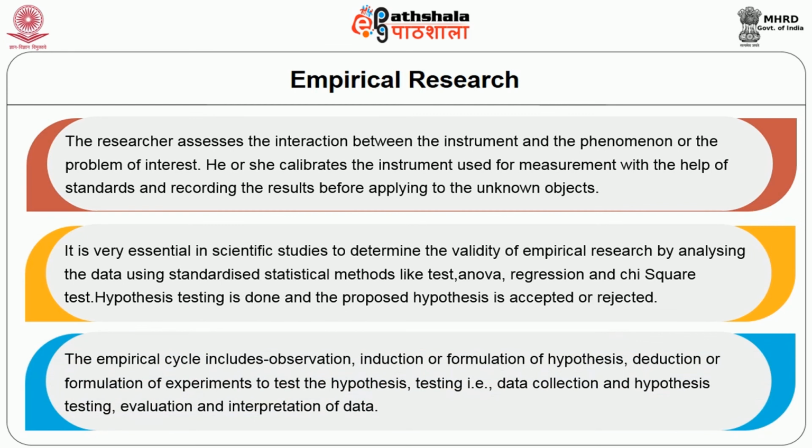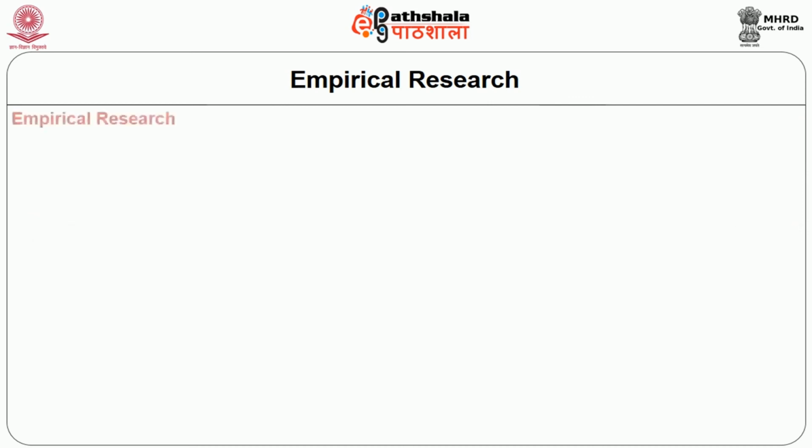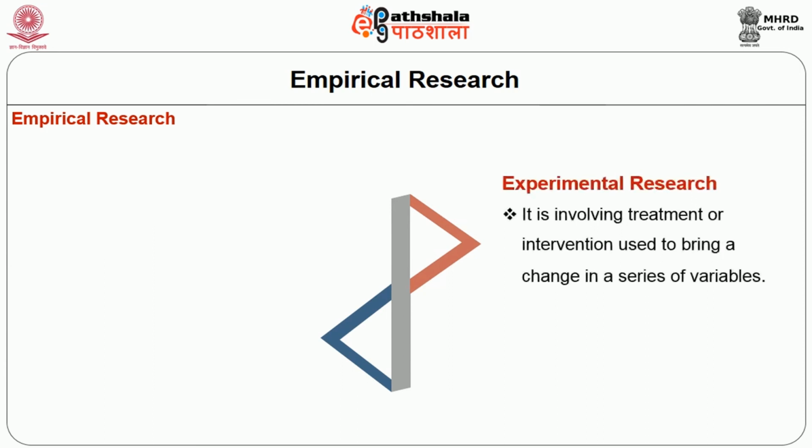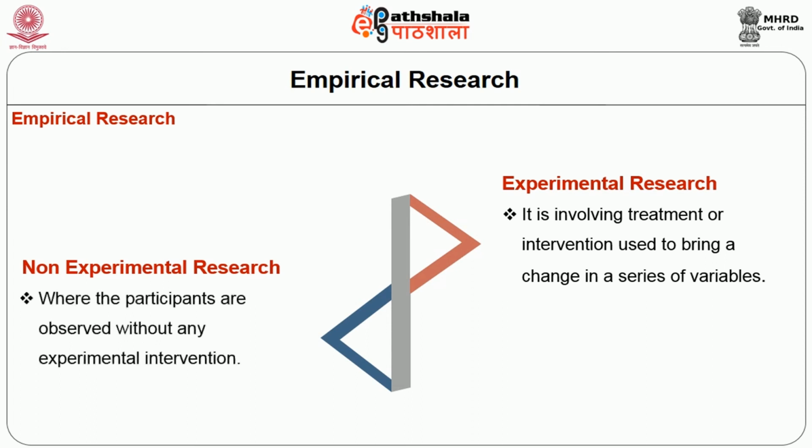The empirical cycle includes observation, induction or formulation of hypothesis, deduction or formulation of experiments to test the hypothesis, testing, that is data collection and hypothesis testing, and evaluation and interpretation of data. Two main types of empirical research are experimental research, involving treatment or intervention used to bring a change in a series of variables, and non-experimental research, where the participants are observed without any experimental intervention.